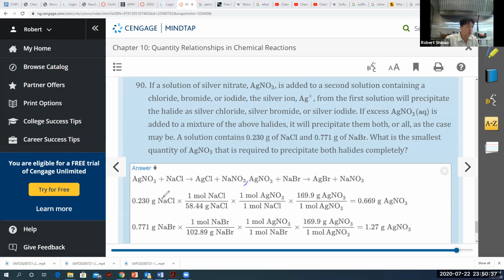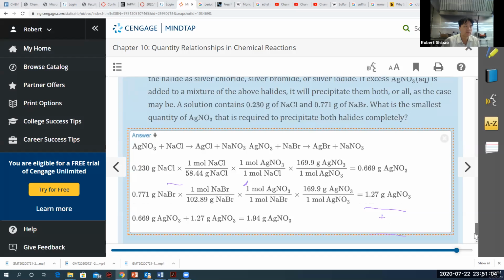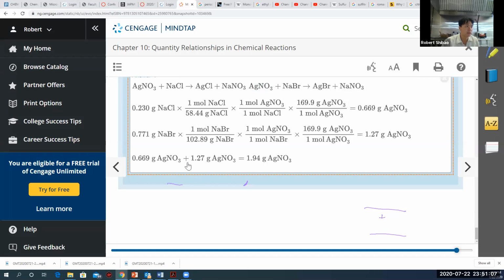So this is the sodium chloride reaction here. And so this is a gram to mole, mole to mole, mole to gram conversion. That's how many for the first reaction. For the second reaction, how much silver nitrate do we need? So grams of sodium bromide to moles, moles to grams, this many grams, and then combine them. We've got to add these two together. For the first reaction, we need this much. For the second reaction, we need this much. For both, we're going to need the combined amount. And so they combine it here, about 1.94.